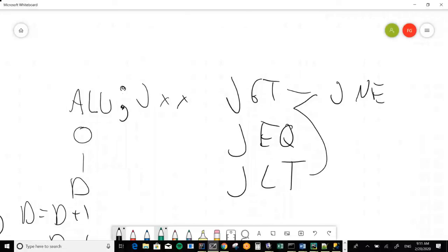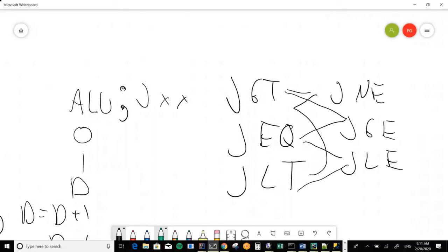And so we can think about the meanings of the other jump instructions in terms of which pairs of these they include. So something like JGE is the OR of JGT and JEQ. In other words, it's literally greater than or equal to. Then JLE is the combination of JEQ and JLT. You're jumping if less than or equal to.